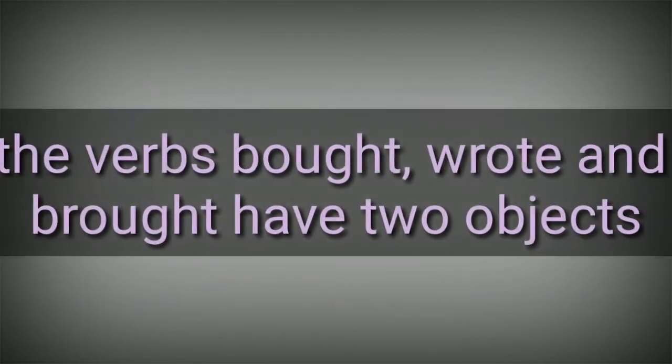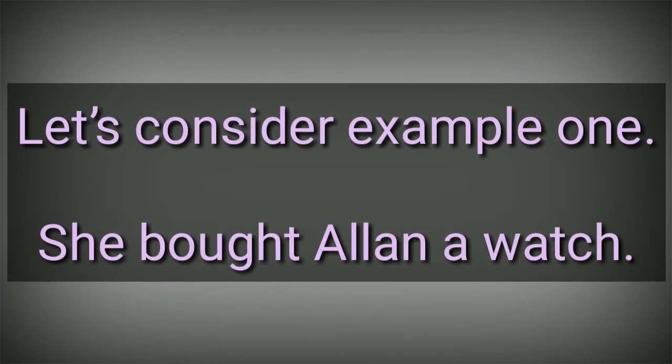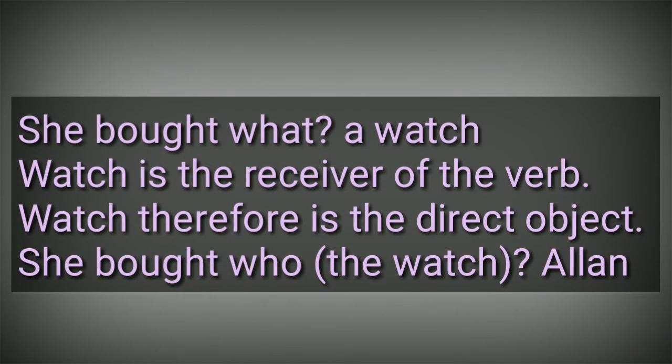In the examples above, the verbs bought, wrote and brought have 2 objects. If we put who or what after each of the above verbs, we get an answer. Let's consider example 1. She bought Ellen a watch. Now apply the method of finding out the object. She bought what? A watch. Watch is the receiver of the verb. Watch, therefore, is the direct object.